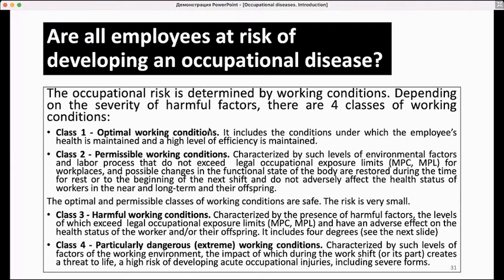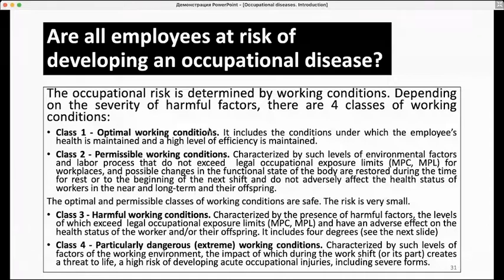And the last class is particularly dangerous or extreme working conditions, characterized by such levels of factors in the working environment, the impact of which during only one shift creates a threat to the employee's life. A high risk of developing acute occupational injuries, including severe forms, is possible here.